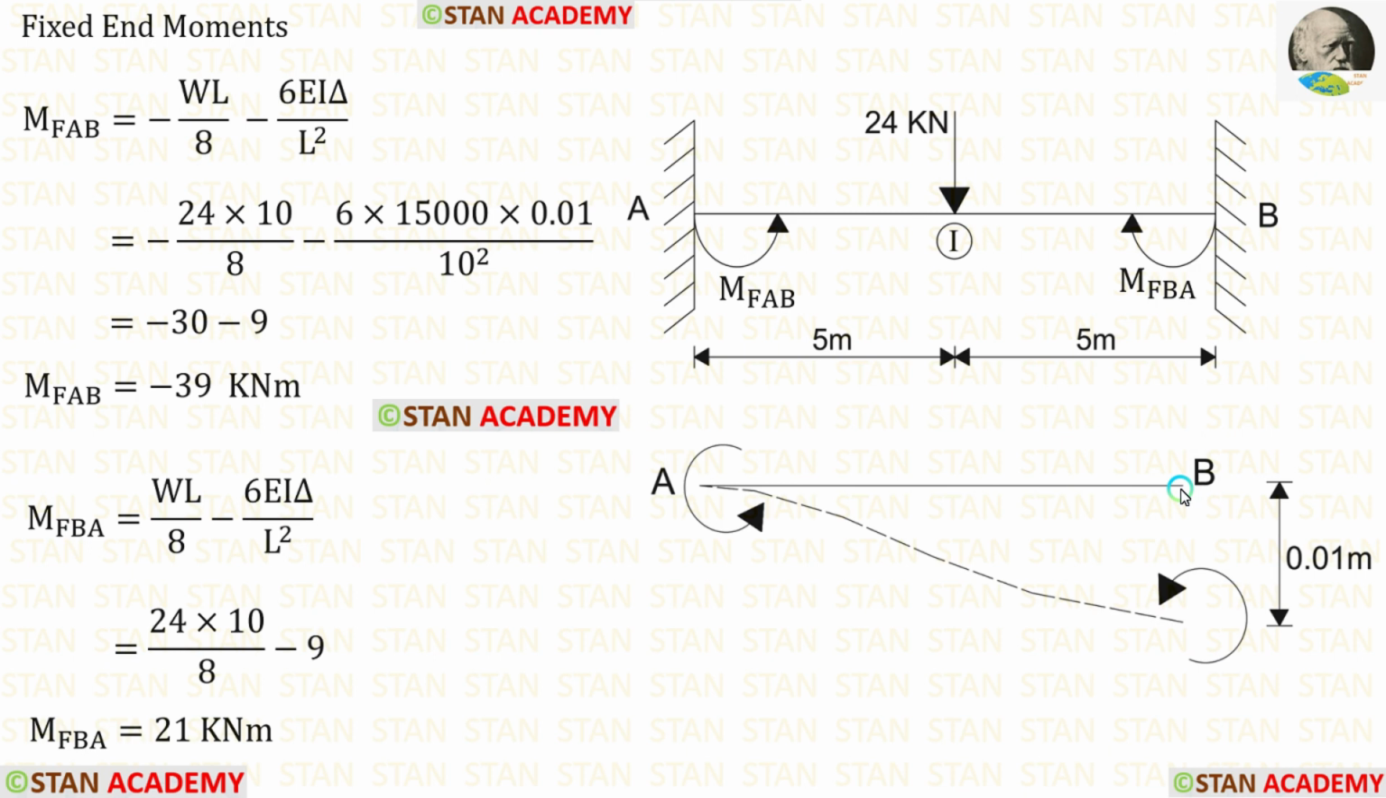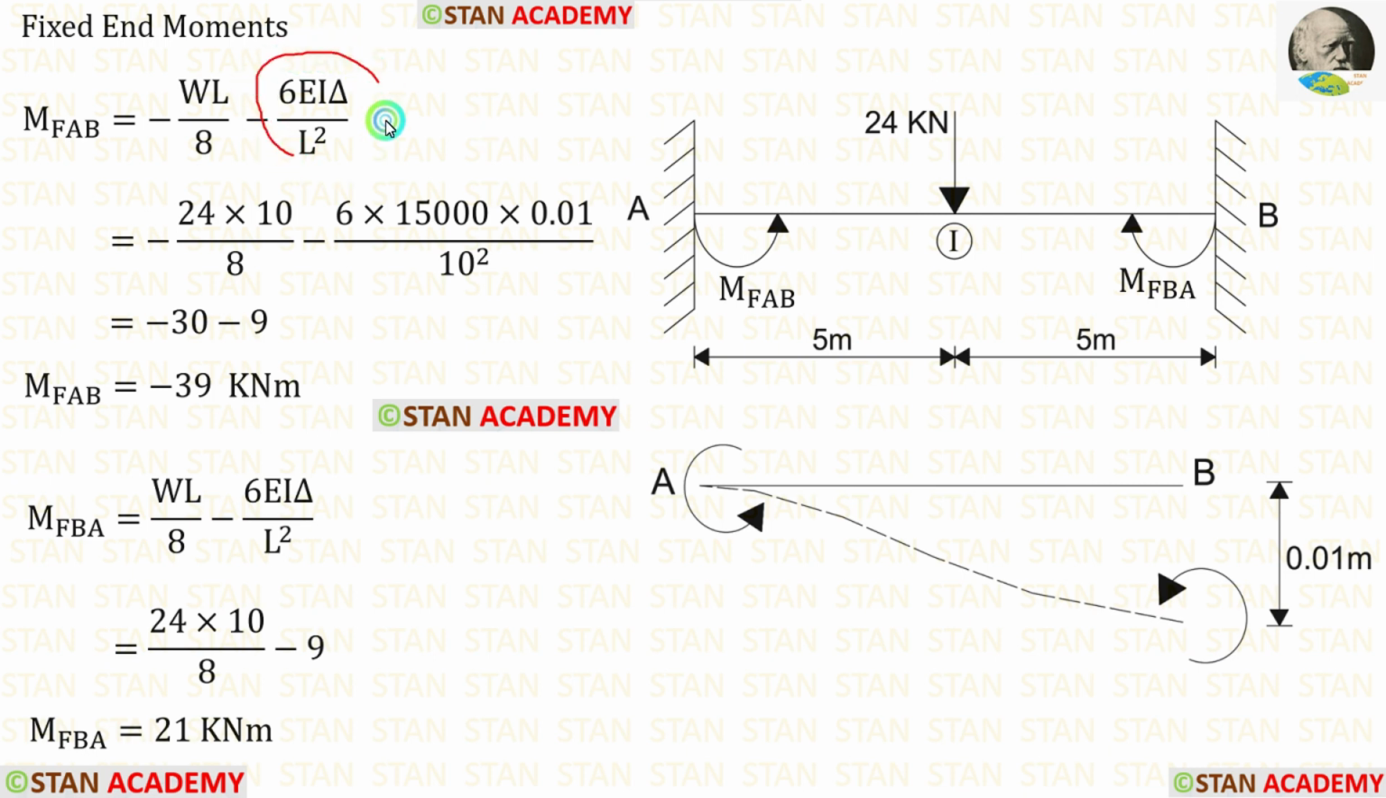In the span AB, the support in the point B sinks by 0.01 meter. So we have to find the fixed end moments due to sinking of the supports. The formula to find the fixed end moments due to sinking is 6EI delta upon L square. The fixed end moments due to sinking will be either positive or negative. We have to find that.